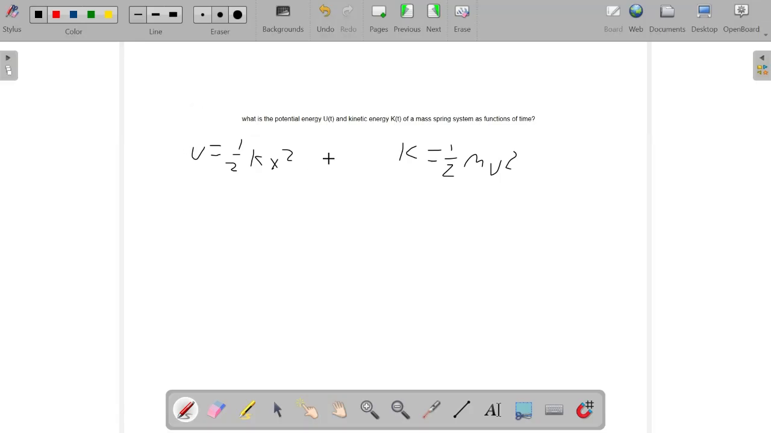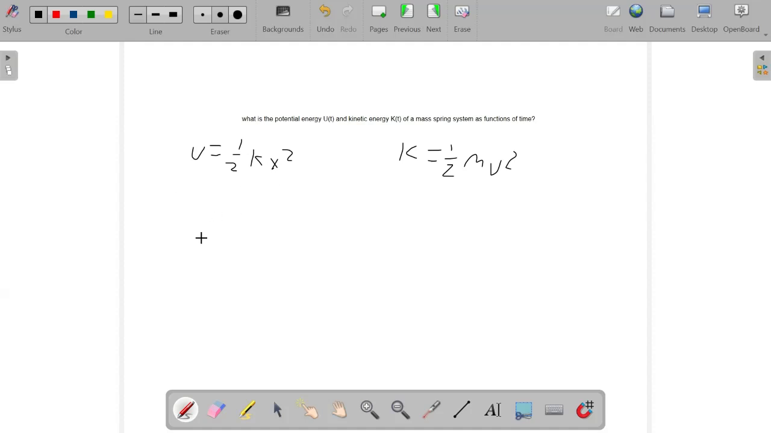For here, it's the x. The x value is changing because in a mass moving system, its position is changing. For here, it's the v because the velocity is changing. So what we're going to do is sub in the equations for x and v relative to time into these values in order to get u of t and k of t.